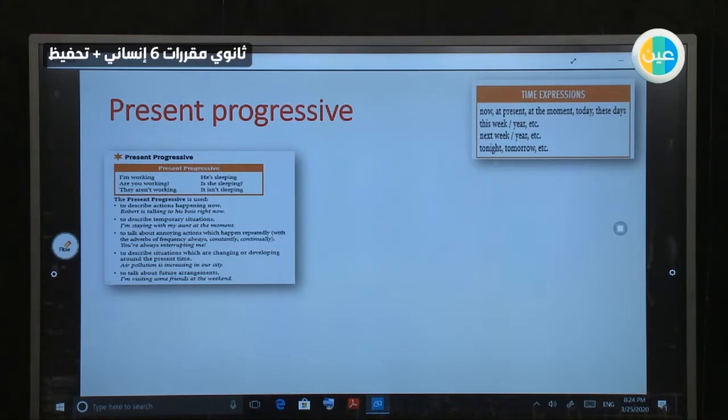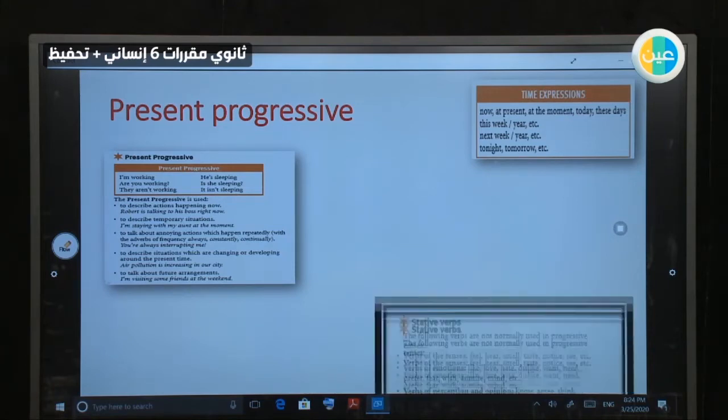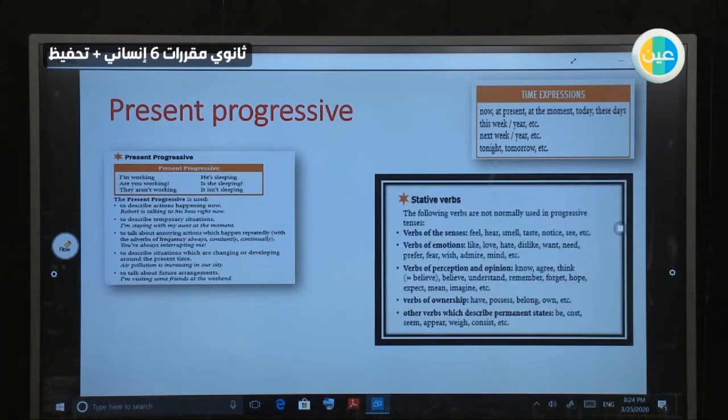Okay, now I think it's easy for you and clear, but I want you to concentrate on something. We have something we call stative verbs. What do we mean by stative verb? It means this verb cannot be in a progressive sentence. We cannot add ing and deal with it as if it were progressive. For example, verbs of the senses. We have 5 senses, do you know? Feel, hear, smell, taste, notice, see. I know that you know that for sure.